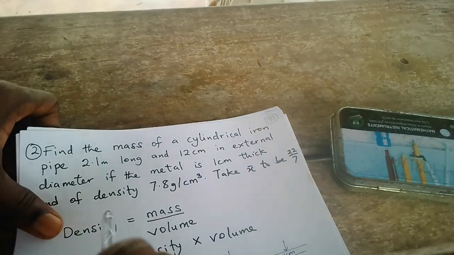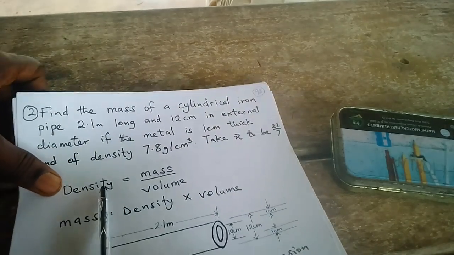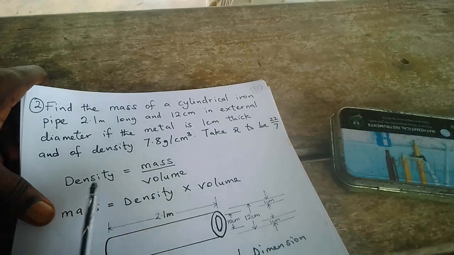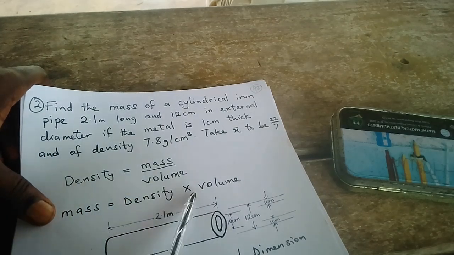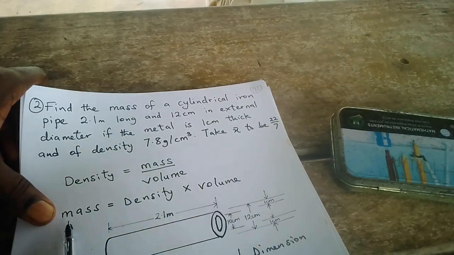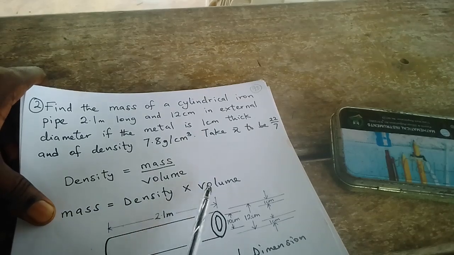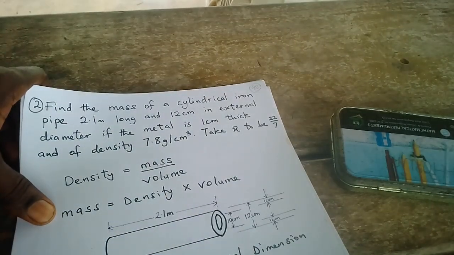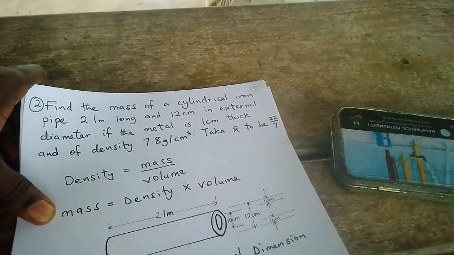We know from the formula of density, density is mass over volume. So to get the mass, we need to multiply the density by the volume. In the question, we are given the density, but we don't know the volume. So we must first of all find the volume of the material.